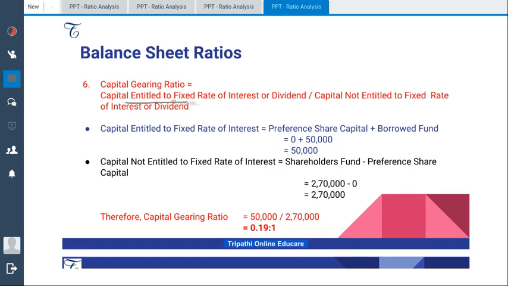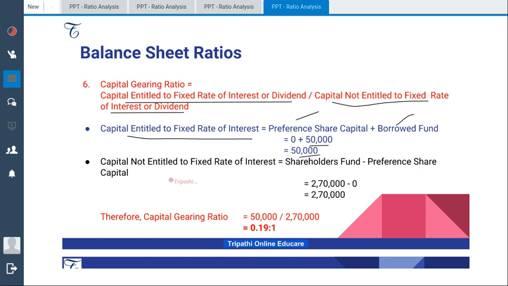Formula is capital entitled to fixed rate of interest or dividend upon capital not entitled to fixed rate of interest or dividend. So what do you mean by capital entitled for fixed rate of interest or dividend? The capital which gets fixed rate of interest or dividend. So in that it comes preferential capital and borrowed fund. But if you see the problem which we have done, we don't have preferential capital, right? But we do have borrowed fund, and the amount of borrowed fund is 50,000. So 0 plus 50,000 will give you 50,000. So capital entitled for fixed rate of interest or dividend is 50,000, right?